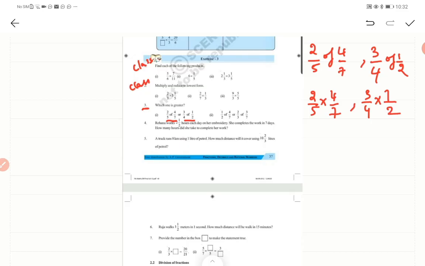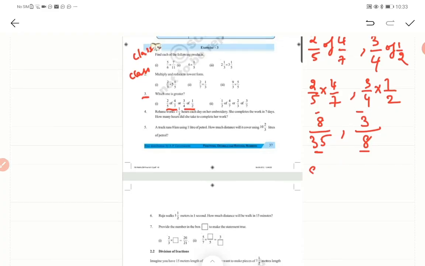So how do you multiply? Numerators, 4 2s 8, 7 5s 35, 3 1s is 3, and 4 2s 8. Now you have multiplied, but look at the denominators, they are different, isn't it? So those two are unlike fractions, so you can't say easily which one is greater. So first convert this into like fractions. I will take multiples.